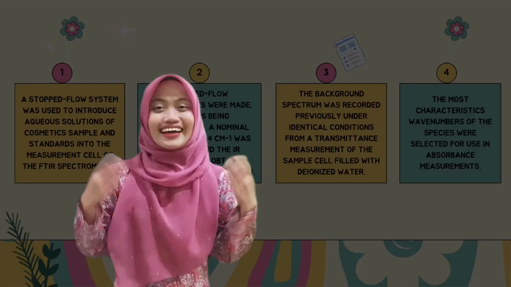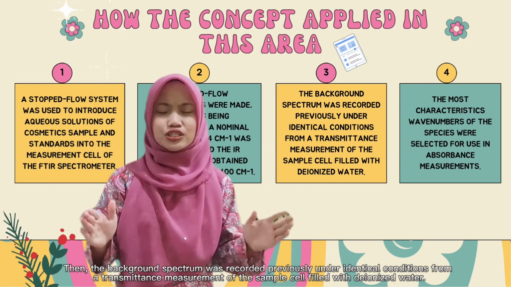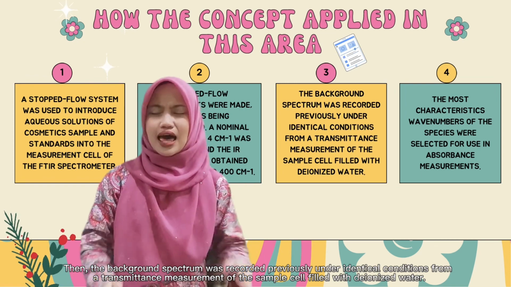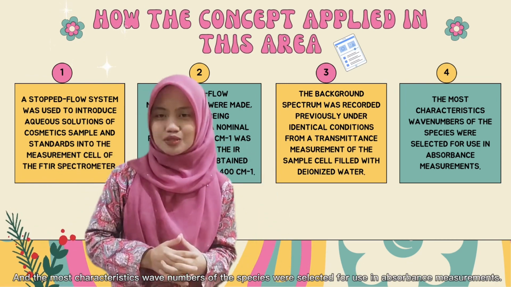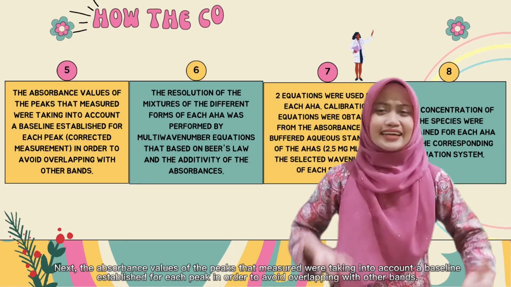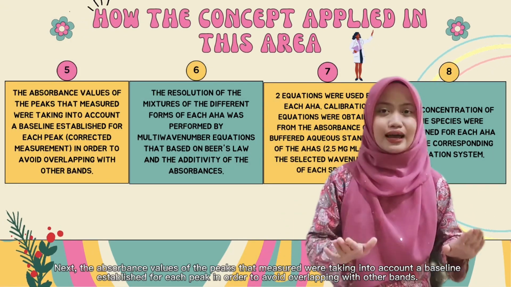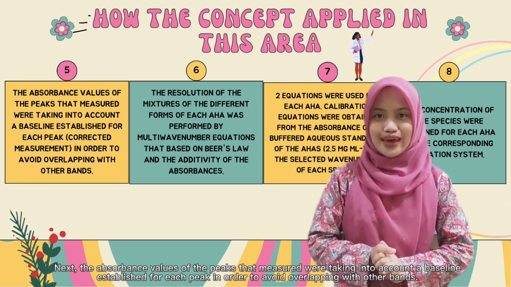cm^-1. Then, the background spectrum was recorded previously under identical conditions from a transmitted measurement of the sample cell filled with deionized water, and the most characteristic wave numbers of the species were selected for use in absorbance measurements. Next, for the absorbance values of the peaks that were measured, a baseline was established for each peak in order to avoid overlapping with other bands.